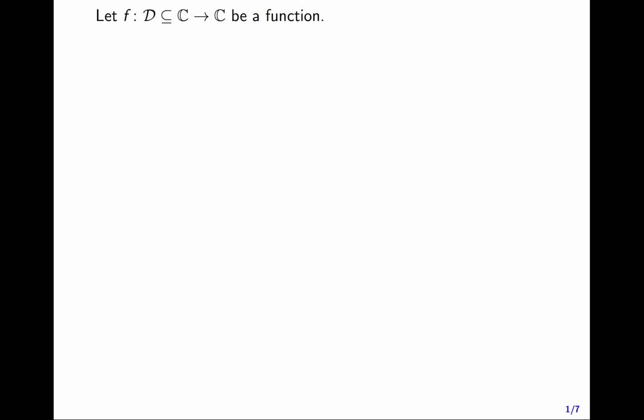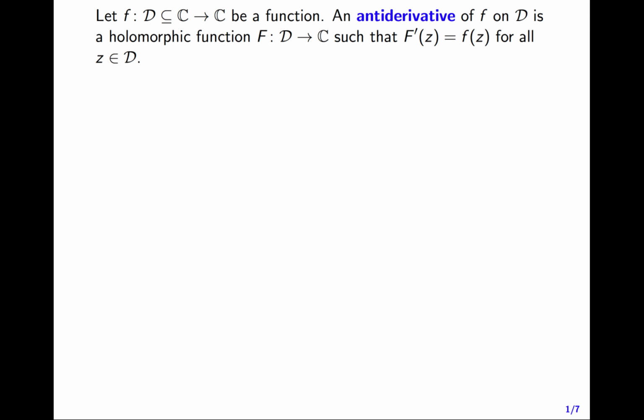Hello, and welcome to our video on antiderivatives and more advanced complex topology. Let's start with a function f that's defined on some subset D of the complex plane. We say that an antiderivative of f on this set D is a holomorphic function big F defined on D such that big F prime of z equals little f of z for all z in the set D.